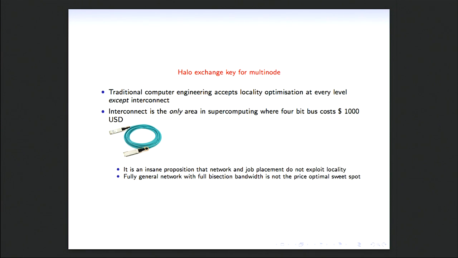We know that interconnect is the only region in supercomputing where a 4-bit bus costs us $1,000, without counting the switch ports on either end, right? So surely it's an insane proposition to not go for locality in the network and have careful job placement to maximize locality. So I would argue that fully general networks, full fat tree switches with full bisection bandwidth, is not the price optimal point, because these bits are the most expensive bits in the computer.